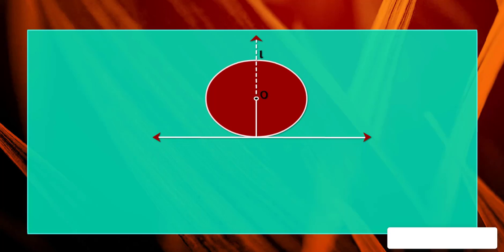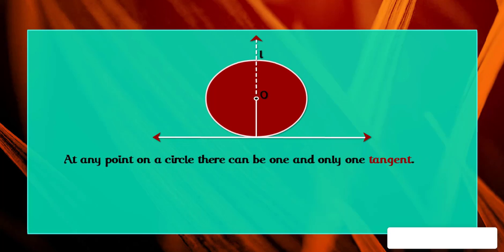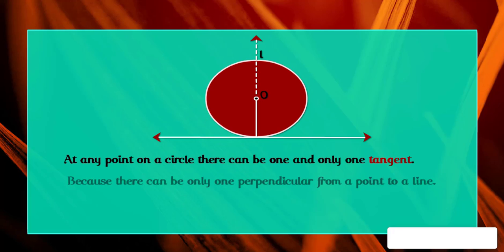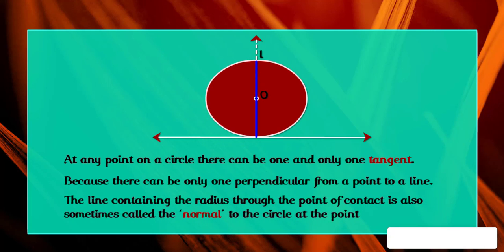From this theorem, we can also conclude that at any point on a circle, there can be one and only one tangent, because there can be only one perpendicular from a point to a line. The line containing the radius through the point of contact is also sometimes called the normal to the circle at the point.